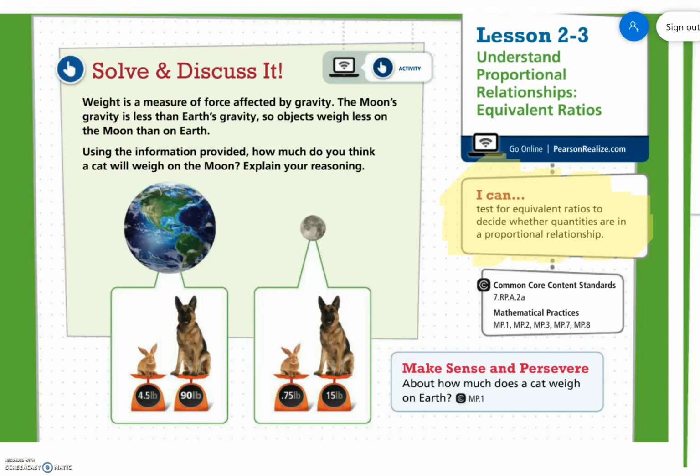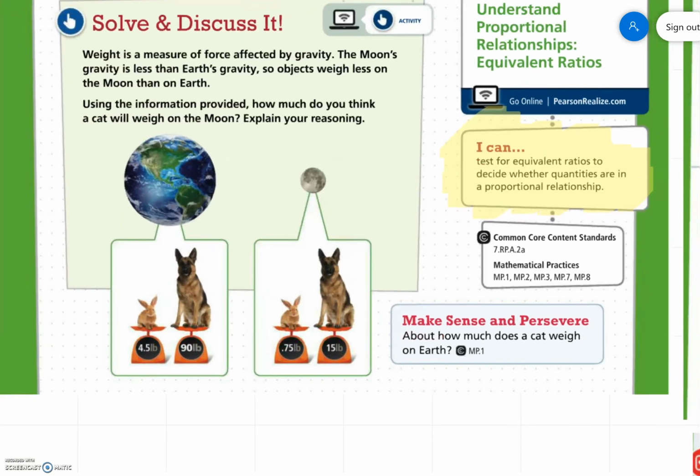Weight is a measure of force affected by gravity. The moon's gravity is less than the Earth's gravity, so objects weigh less on the moon than they do on Earth. Using the information provided, how much do you think a cat will weigh on the moon? Explain your reasoning. Pause the video, write down something that you think, a thought, a number, and we will discuss it.